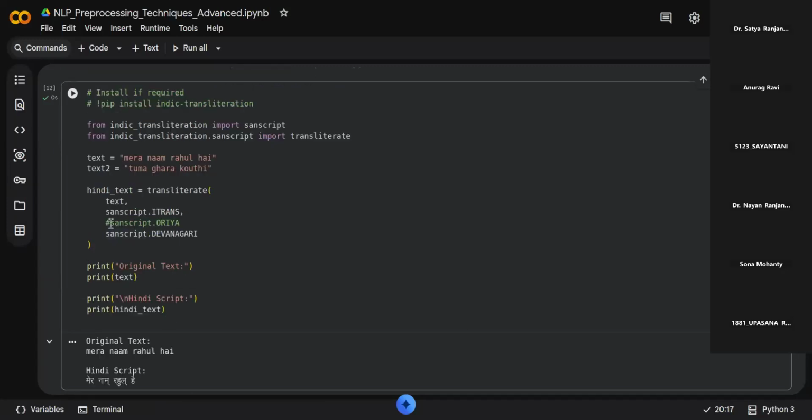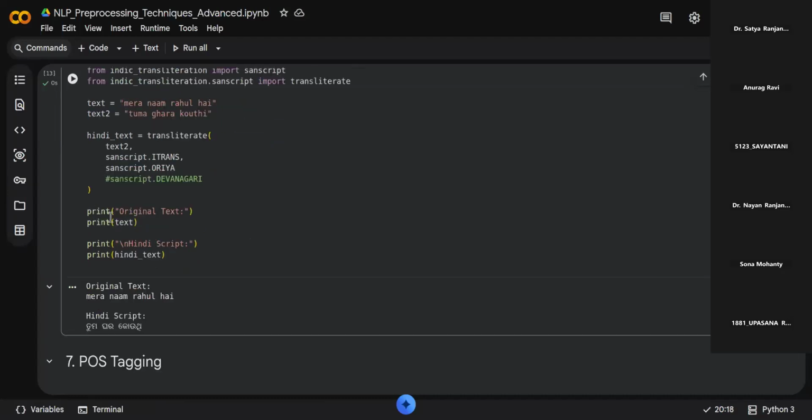Okay, let's do it for Odia. For Odia, you have to write sanscript.ODIA. Let's comment this one out and use text 2 here. Let's see whether it is printing Odia or not. Now you see, it's Odia.